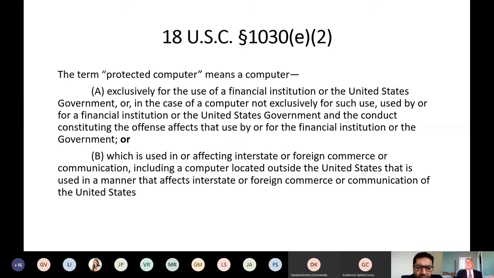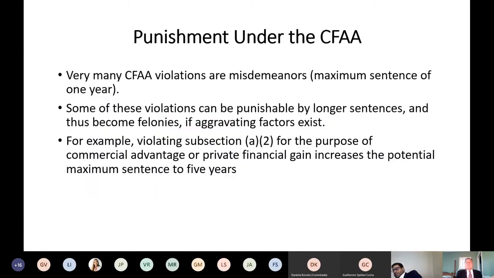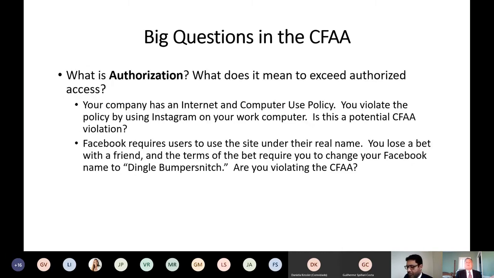And so what the CFAA does is it provides both civil and criminal penalties for a whole variety of actions taken by people. And I've just provided a list of various kinds of unauthorized access to computers, data, et cetera, and causing damage, et cetera. Most of the CFAA violations are misdemeanors. However, there are some longer sentences, provided there are certain aggravating factors. Now, this is on the criminal side. I'll get to the civil side in a minute.